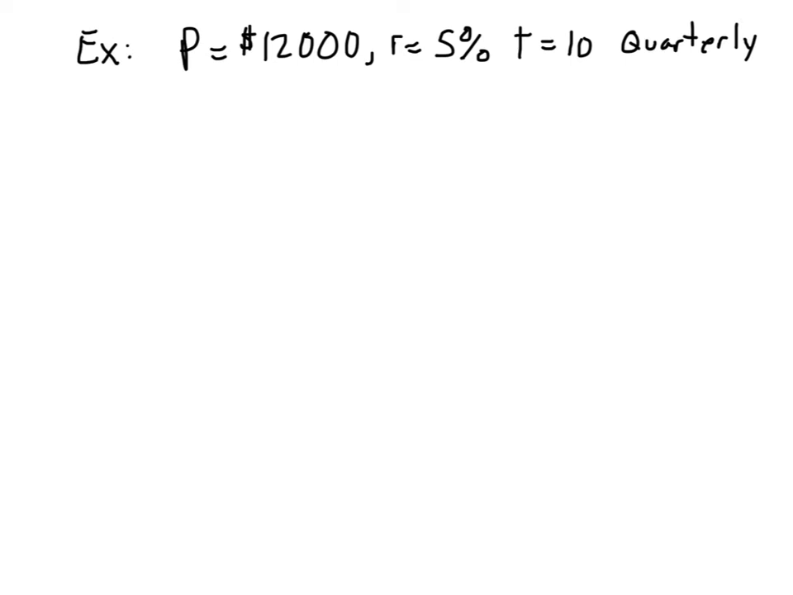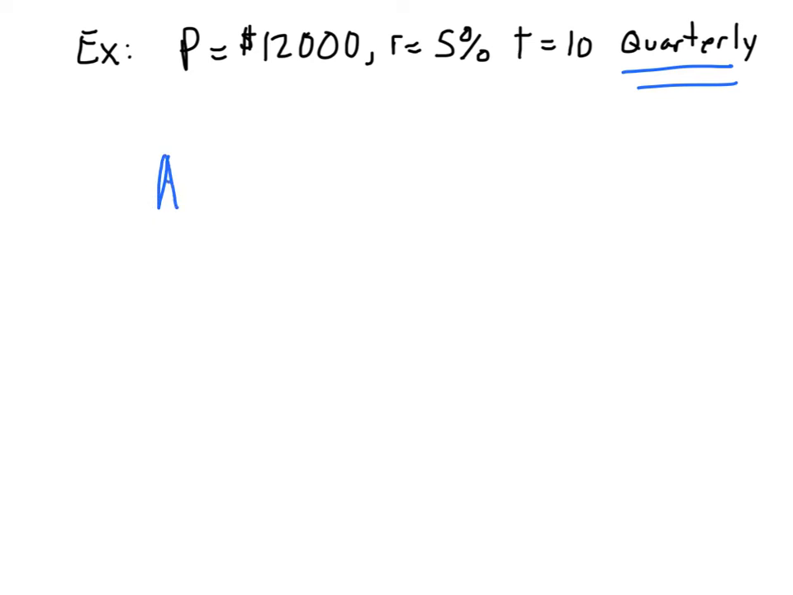So it's one thing to know where the formula came from, and it's another thing to use it to do some calculations, and that's what we want to do now. So let's find the accumulated amount on a $12,000 investment with a nominal interest rate of 5% over the course of 10 years, and we're going to compound that quarterly. So here's what that would look like.